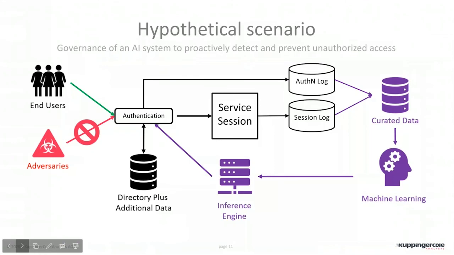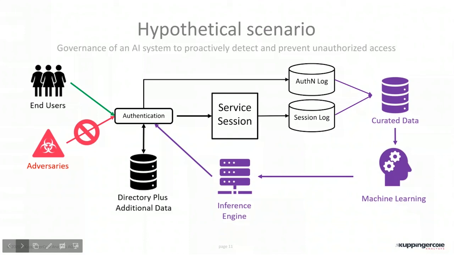So let's take a scenario that's relevant to one of KuppingerCole's domains, which is identity and access management. So imagine a scenario where you've been hired to help manage the oversight of an AI system that should proactively detect and prevent unauthorized access to a software as a service.